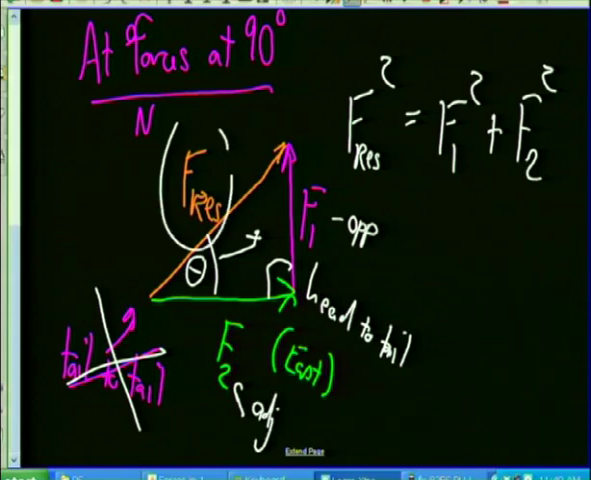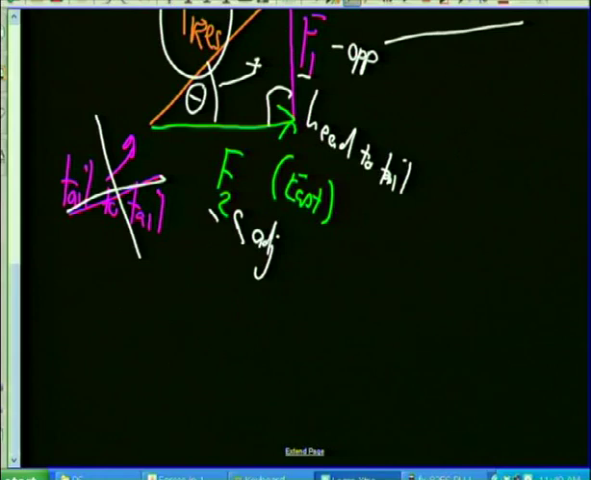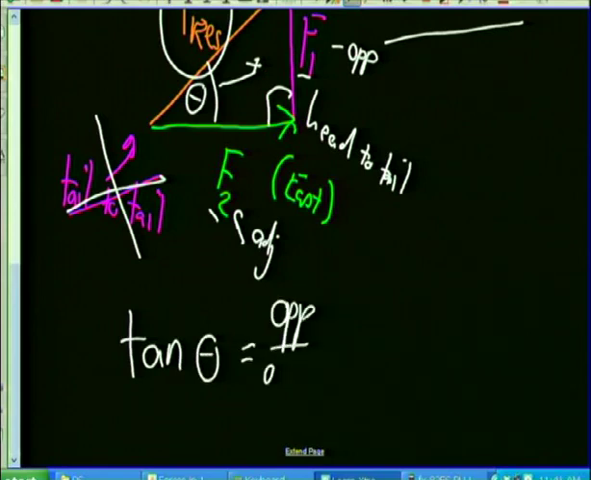I don't know the resultant. If I could have worked it out from there, I could use it. But I like to use the things that I'm given. I was given F1 and F2. And I know that opposite over adjacent is a trig ratio. And I can write it as follows. Tan theta is equal to opposite over adjacent, which means that I can do F1 over F2. So I can simply take the ratio F1 divided by F2, and I've got tan theta.